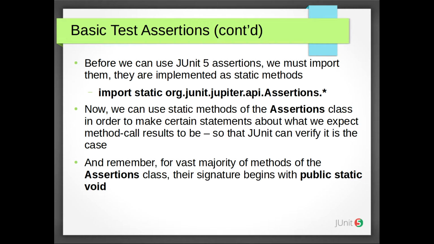Now we can use static methods of the Assertions class in order to make certain statements about what we expect method call results to be, so that JUnit can verify it is the case. And remember, for the vast majority of methods of the Assertions class, their signature begins with public static void, and where it does not, for example, where it returns a value, I will note it so.